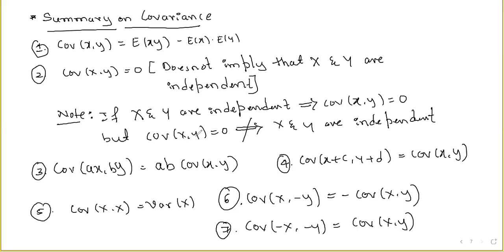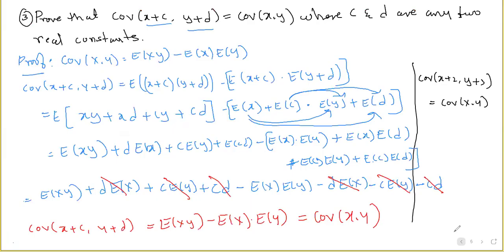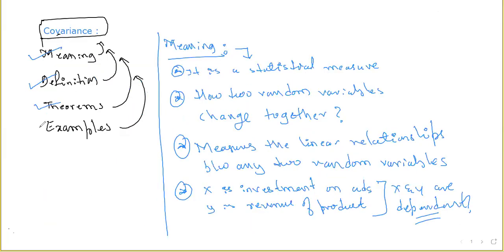So this is the summary on the covariance. Suppose you know all these seven formulae, you can solve any examples on covariance. Is it clear? So we are left with only examples. Now we'll go for some examples.